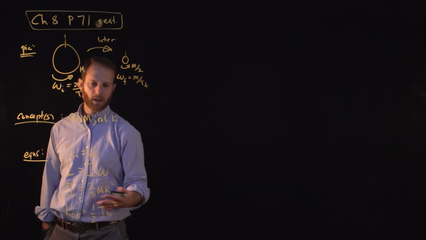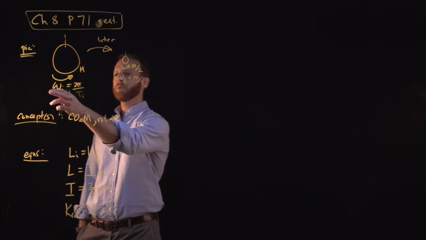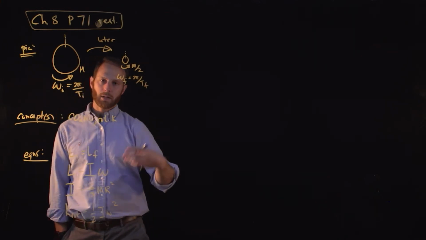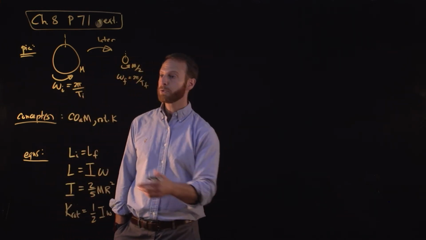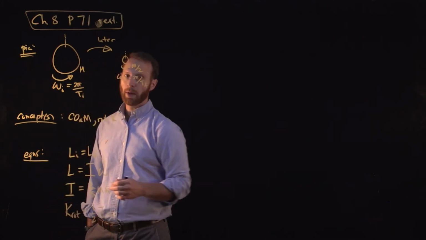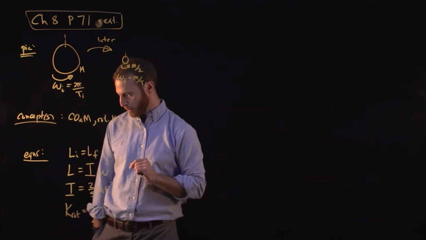I've already written this down, but remember that there's a relationship between angular speed and the period. The angular speed, the number of radians per unit time it goes through, well, it goes through 2 pi radians in every one period. So omega is equal to 2 pi over the period is the relationship we need.